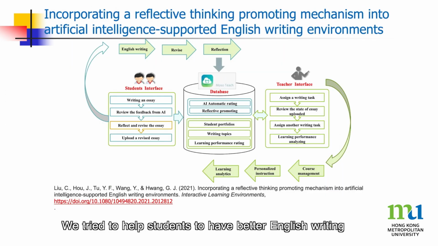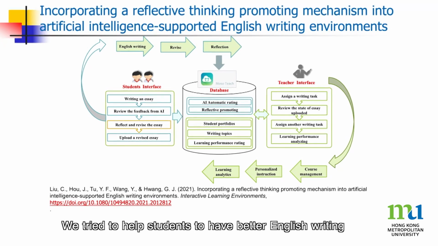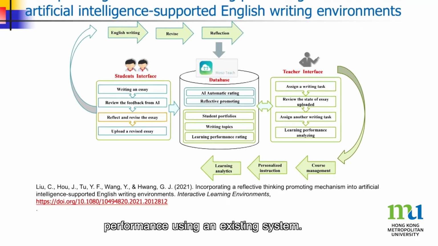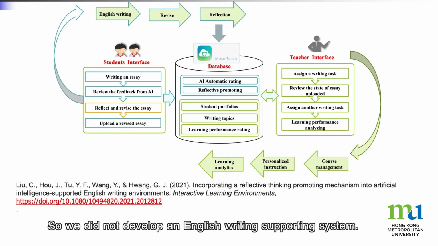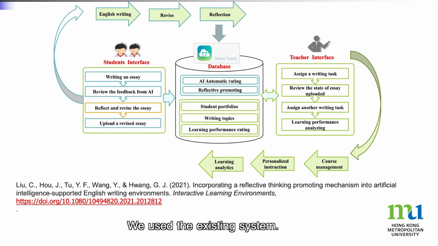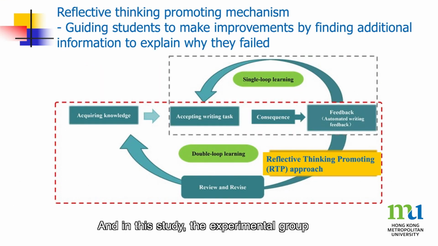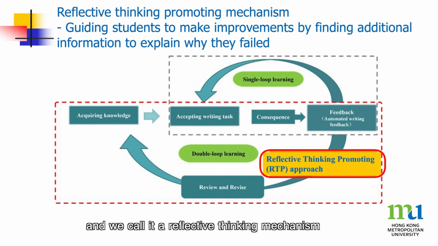We try to help students to have better English writing performance using an existing system. So we did not develop the English writing supported system. We use the existing system. And in this study, the experimental group and the control group all use the AI system. So in the experimental group, we use what we call a reflective thinking mechanism with the AI system.